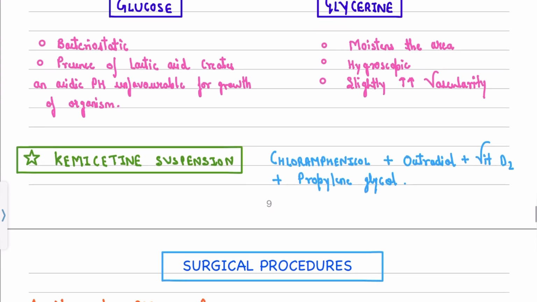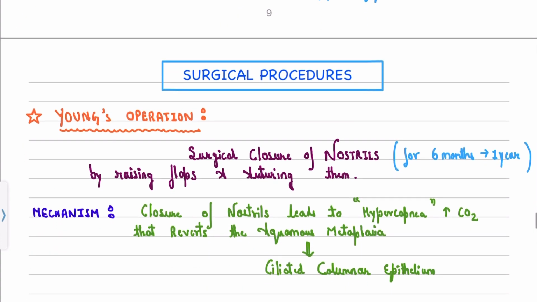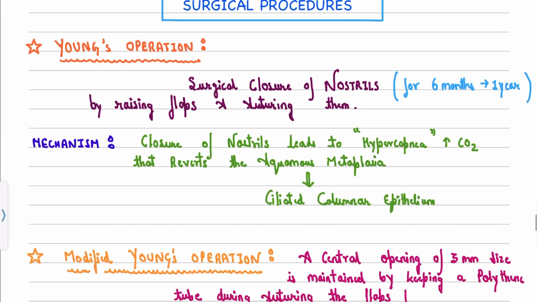If atrophic rhinitis is not treated by medical management, we move towards the surgical procedure. The most frequently done and important surgical procedure is Young's operation. How do we define Young's operation? We simply surgically close the nostrils, for about 6 months to 1 year. How do we do it? We do it by raising flaps and suturing them together.